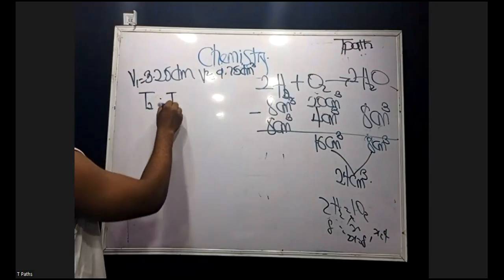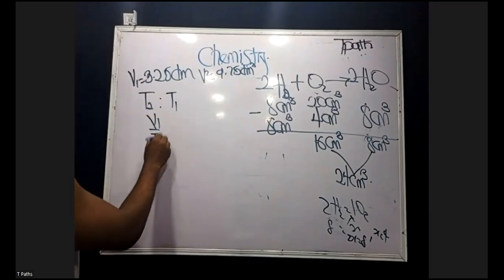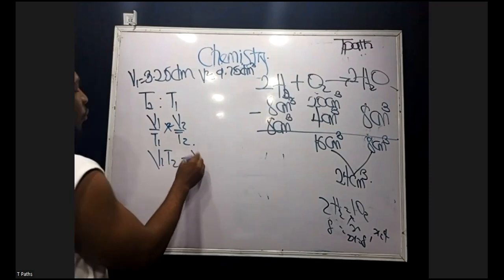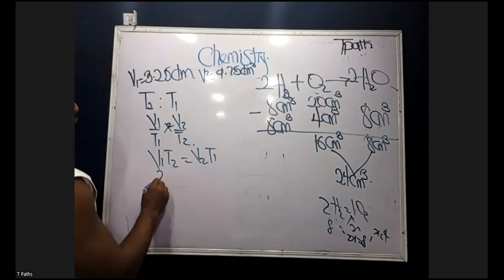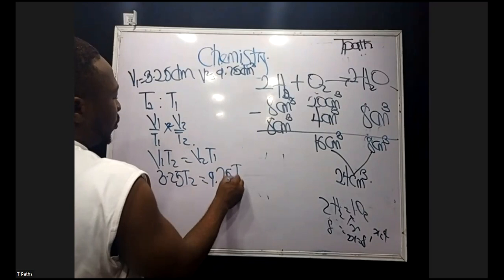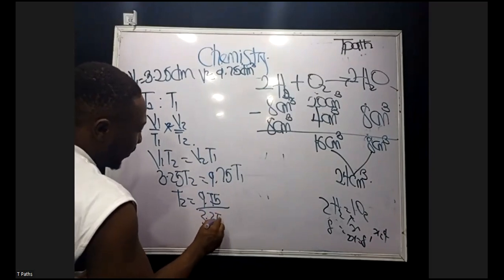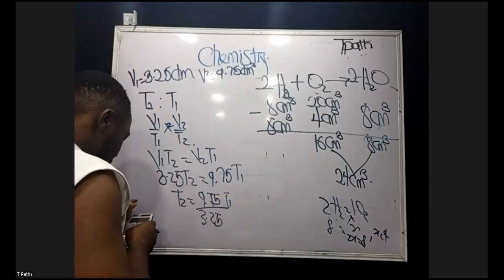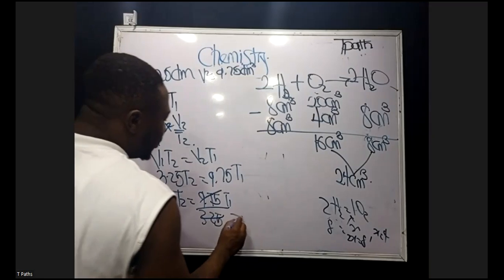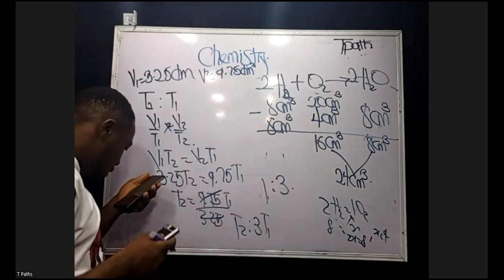The way we can relate this together is Charles' law. That is V1 over T1 is equal to V2 over T2. So let's cross multiply: V1 T2 is equal to V2 T1. V1 is 3.25, so 3.25 T2, and V2 is 9.75 T1. Divide both sides by 3.25. That is T2 is equal to 9.75 over 3.25 T1. 9.75 divided by 3.25 is 3. So T2 to T1 is ratio 3 to 1.